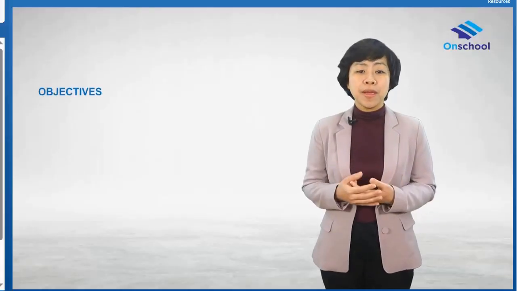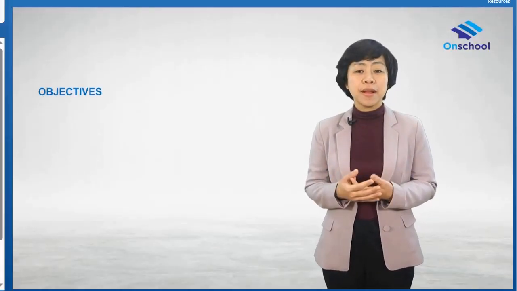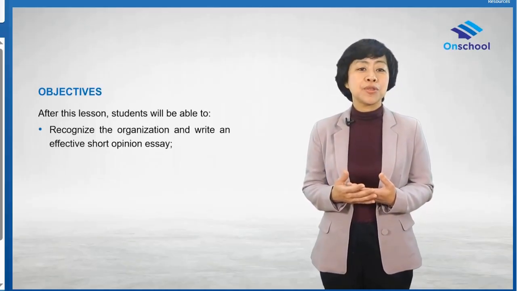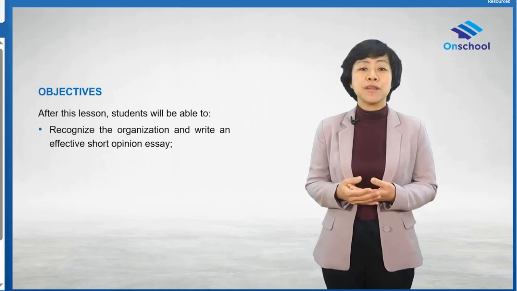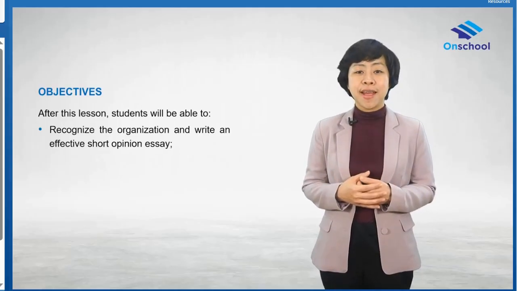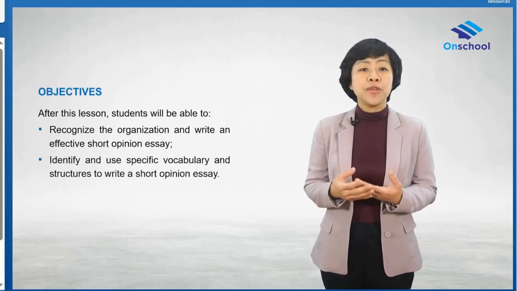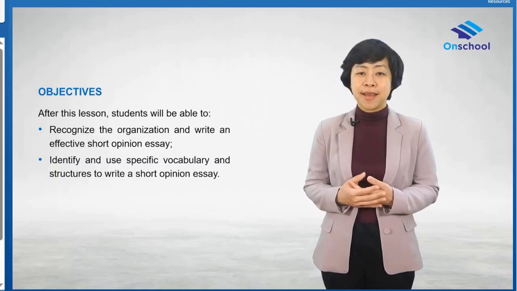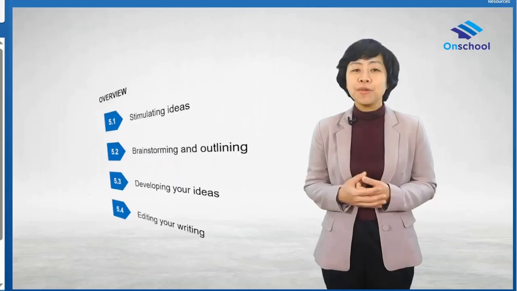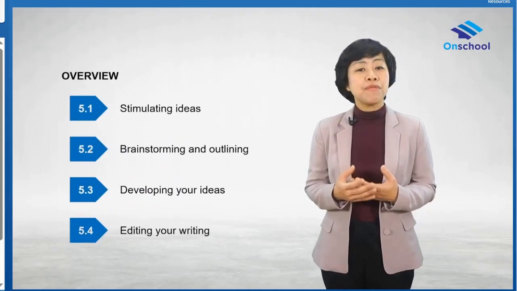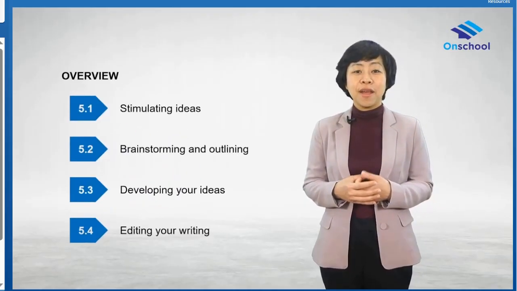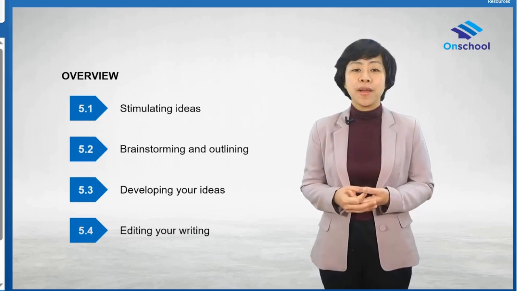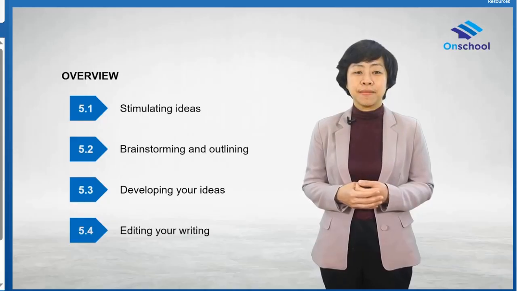To express our opinion about his life academically, we need to complete Unit 5, which is designed to help learners to recognize the organization and write an effective short opinion essay. Identify and use specific vocabulary and structures to write a short opinion essay. To meet those objectives, we are going through the following parts in Unit 5. Stimulating idea, brainstorming and outlining, developing your ideas and editing your writing.